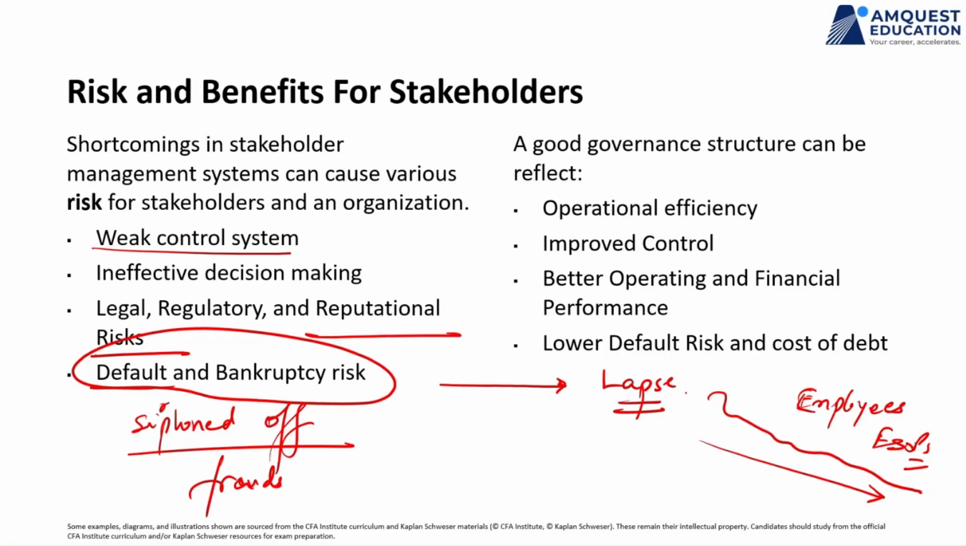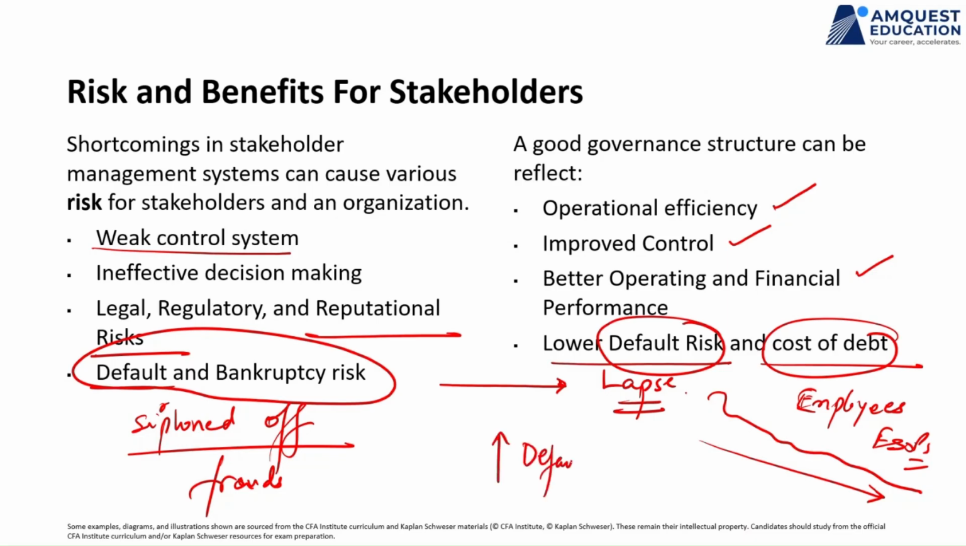On the other hand, good corporate governance rewards. What does it look like? You have operational efficiencies, you have very good improved control processes, better operating and financial performance, you have a very low default risk and cost of debt. Remember, cost of debt is associated with the risk of default. The higher the default risk, the higher is your cost of debt. Because the person who's going to give you the debt is taking risk. So he's going to obviously charge higher for taking that risk.